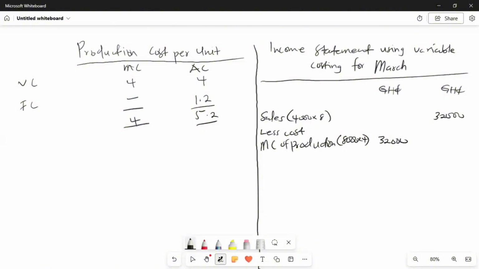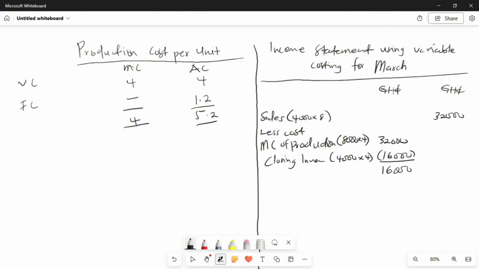The next thing we are going to do is to find our closing units. The company produced in the month of March 8,000 units and they were able to sell only 4,000. So for us to get our closing units, we take 8,000 minus the 4,000. Now we have our closing units to be 4,000 by the production cost per unit.